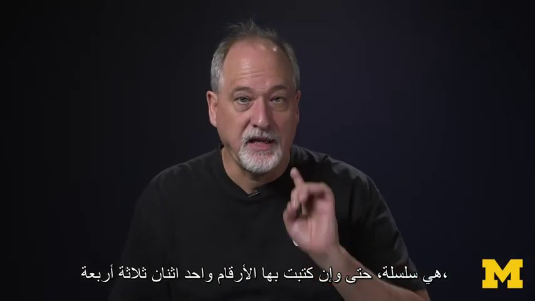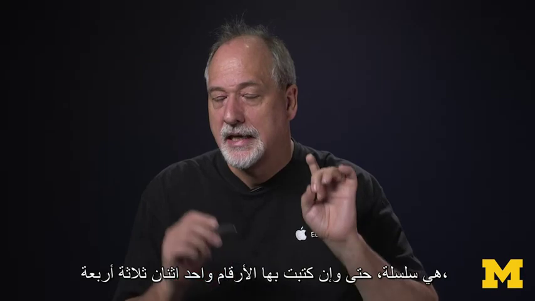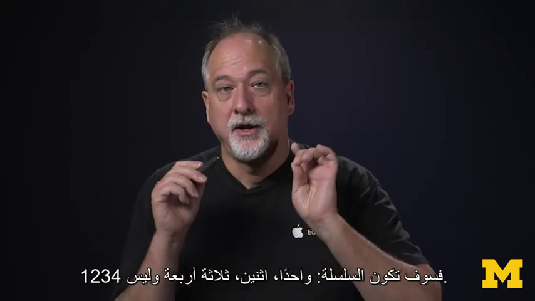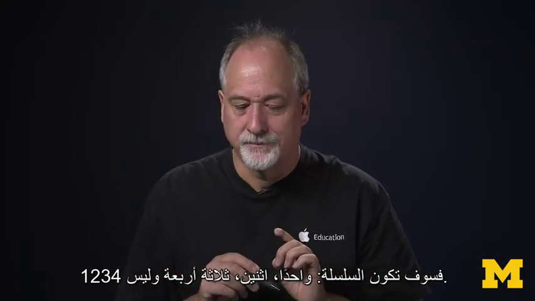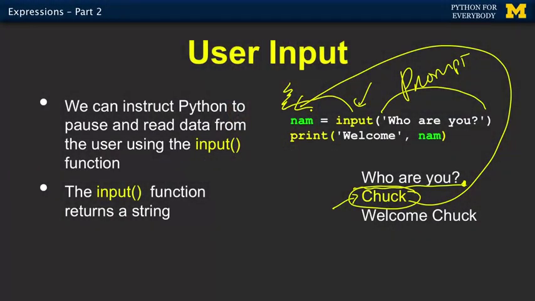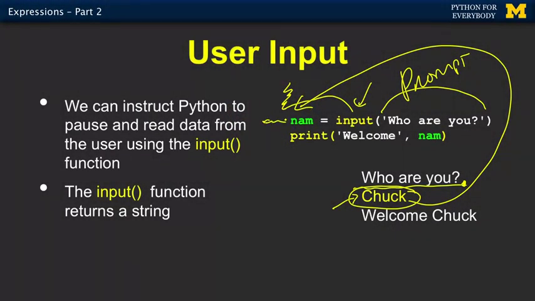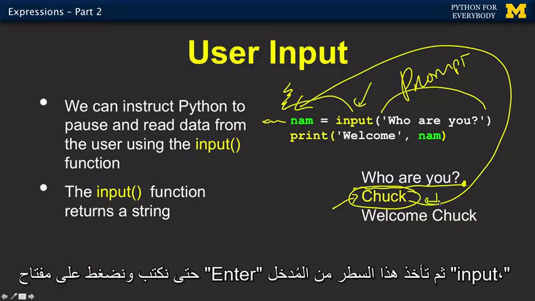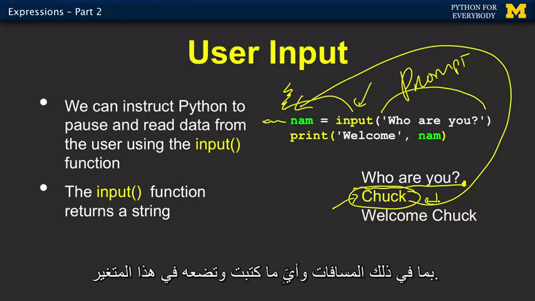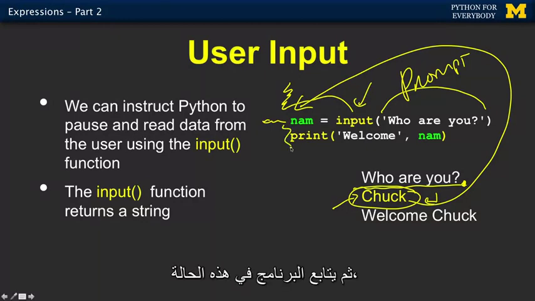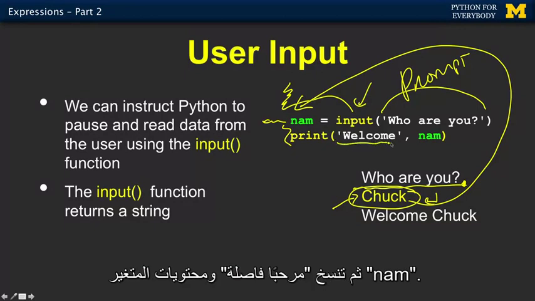It is a string. Even if I typed in 1, 2, 3, 4, it would be the string 1, 2, 3, 4, not 1,234. Okay? And so that is the way. And so this program at this point pauses until we type and we hit the enter key, and then it takes that line of input, including spaces, whatever I've typed, and puts it in that variable. And then the program continues. And in this case, it just prints out welcome, comma, and then the contents of the variable NAM.